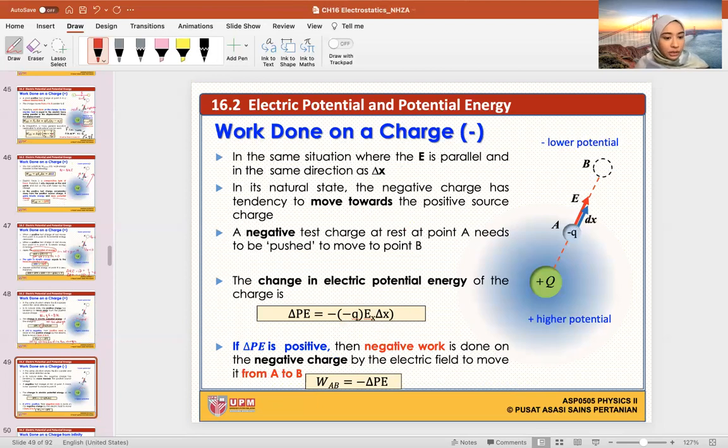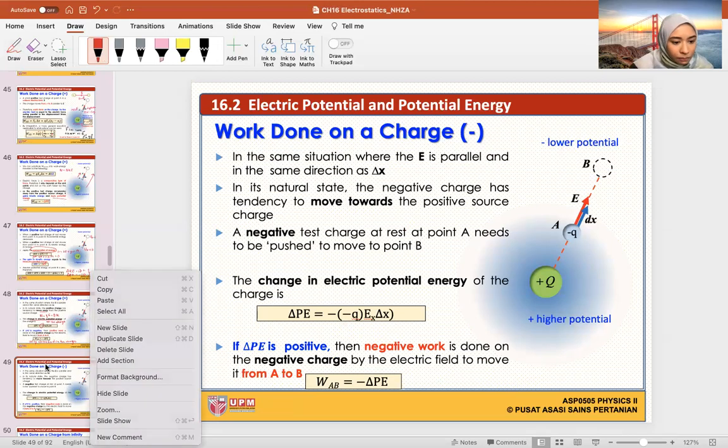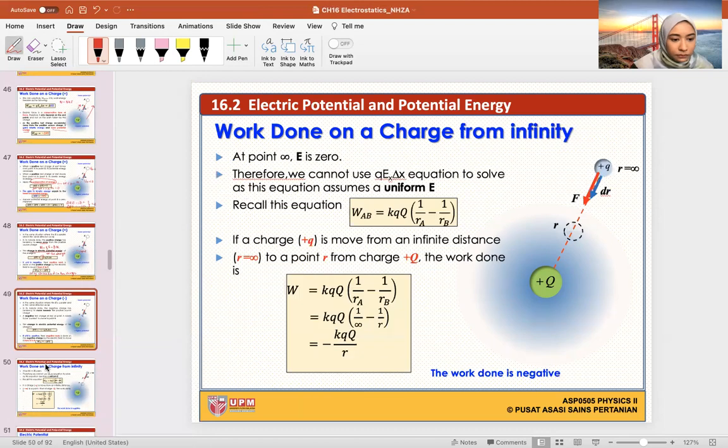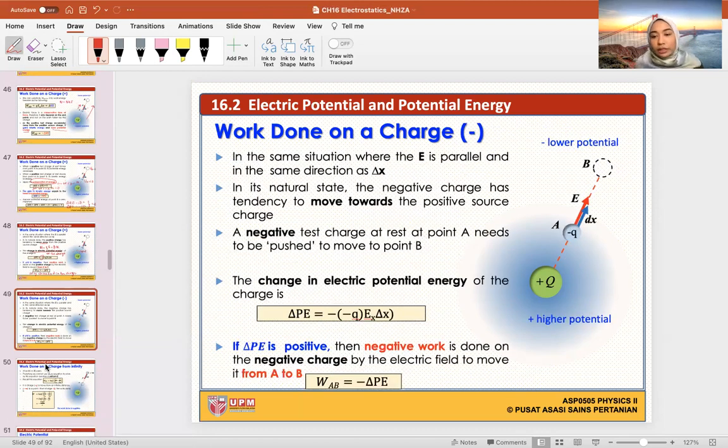Alright, so that was the positive charge. Now we're talking about a negative charge, in a situation where E is parallel and in the same direction as displacement. In its natural state, the negative charge has a tendency to move towards the positive source charge. We know they like each other, so this one wants to go there, attracted. So this is its natural tendency.